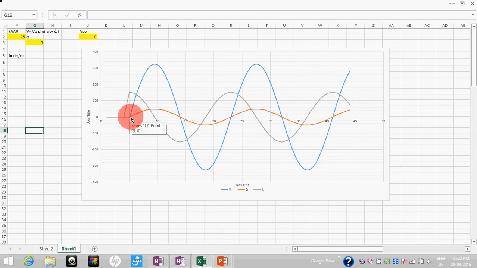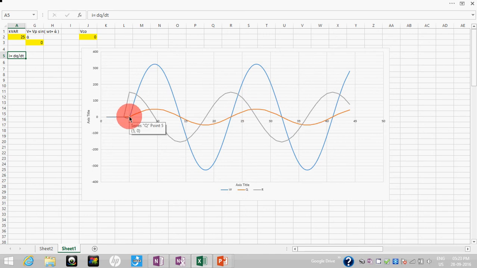Then we can see the charge also starts from 0 sinusoidally. It follows the voltage curve. So this is also a sinusoidal waveform of Q, and we know that I is equal to dq by dt. That is, I is actually the derivative of this sine waveform. We know the derivative of a sine waveform is a cosine waveform, so this cosine waveform is the current waveform.